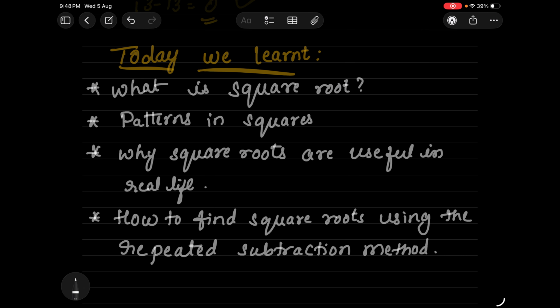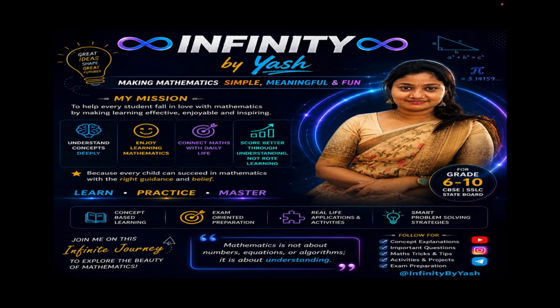Today we learned what is square root, patterns in square root, why square roots are useful in real life, how to find square roots using the repeated subtraction method. In the next class, we'll learn how to find the square root of any number using prime factorization method and also estimation method.